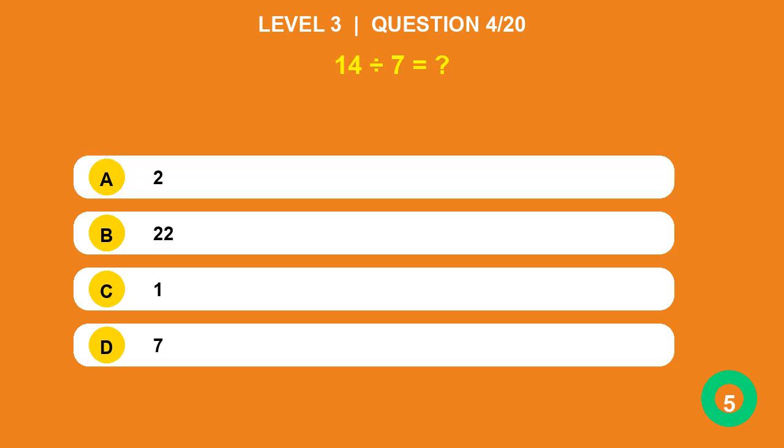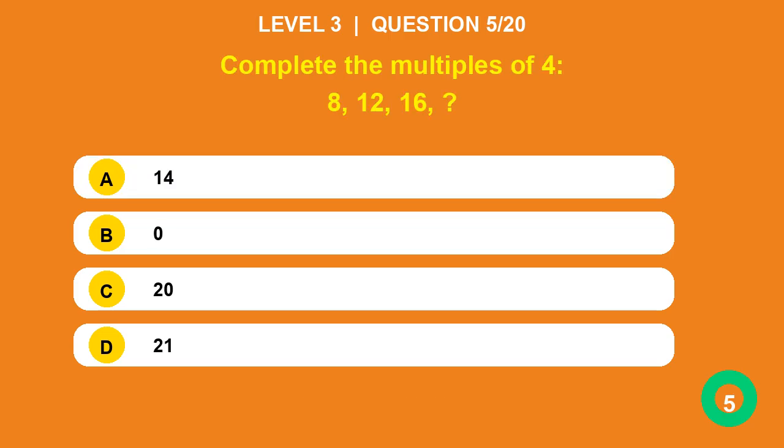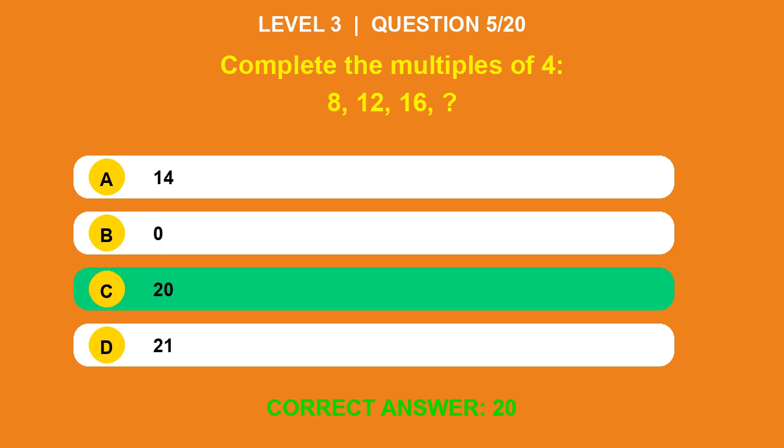14 divided by 7 equals? Answer is 2. Complete the multiples of 4. 8, 12, 16. Answer is 20.